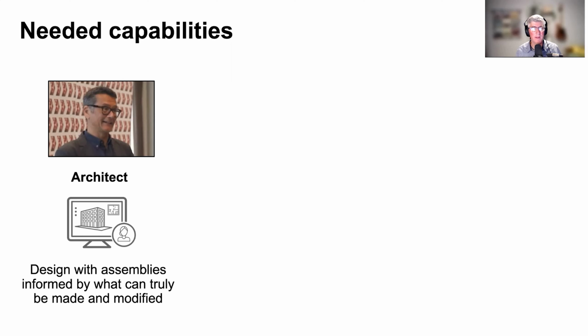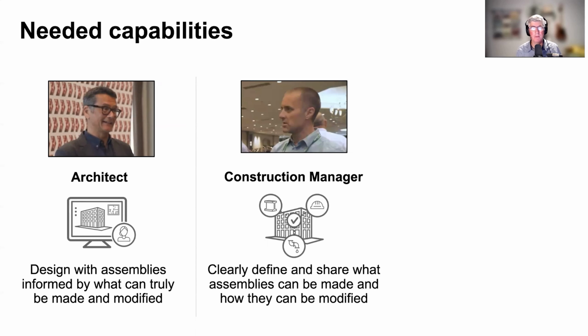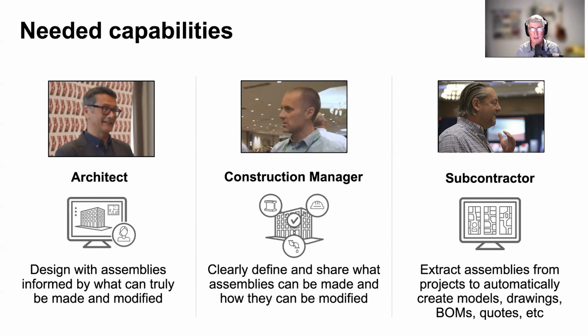So to summarize some of the needed capabilities, the architect needs to be able to design with assemblies that are informed by what can truly be made and modified. The construction manager wants to clearly define and share what assemblies can be made and how they can be modified. And the subcontractor wants to be able to extract assemblies from the project to automatically create things like models, drawings, bills of materials, quotes, and not have the amount of rework that happens in today's project-based environment.